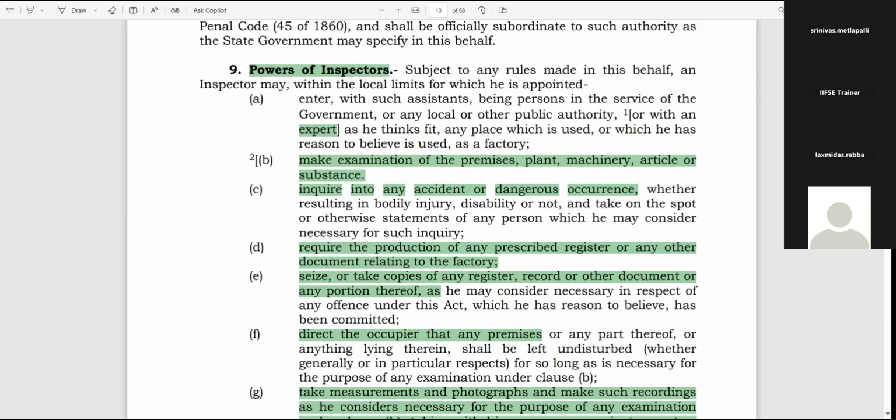One more thing, sir: the safety report. I am talking about the safety report. As per the factory rule, the company needs it, it is mandatory.